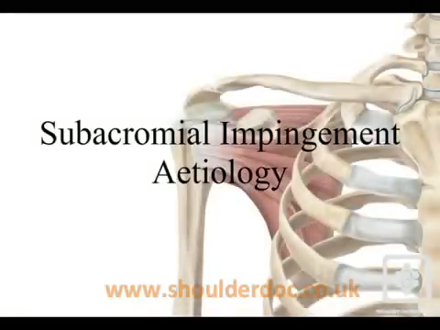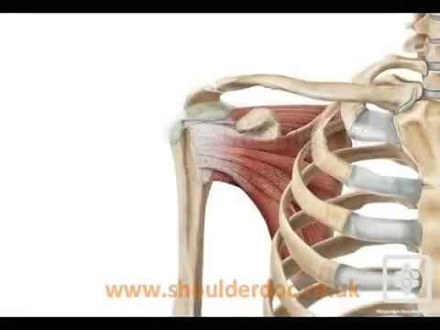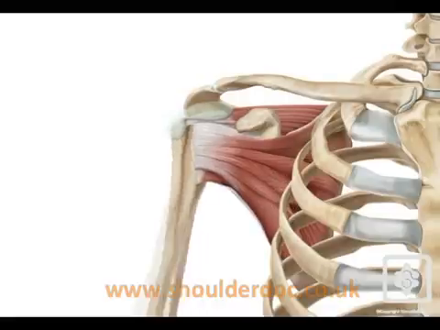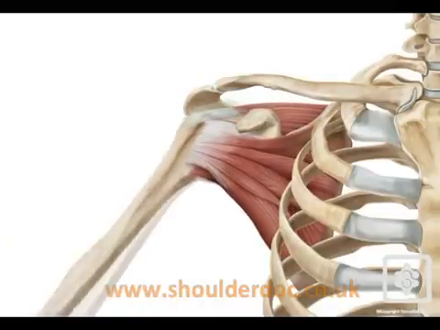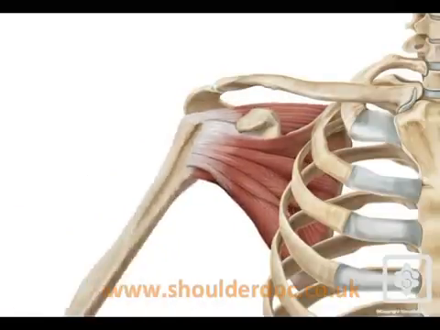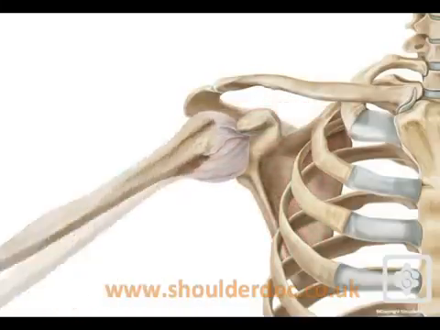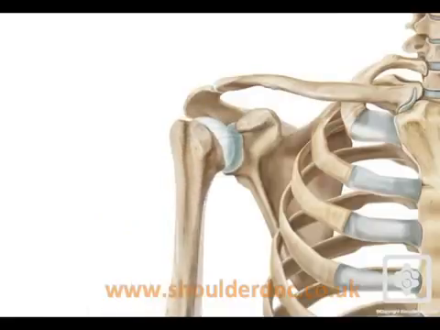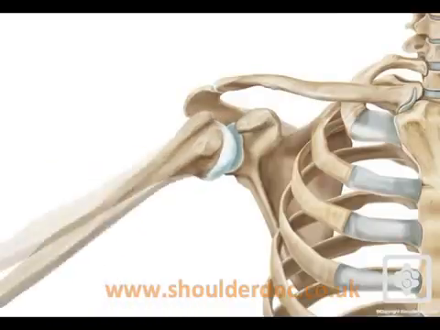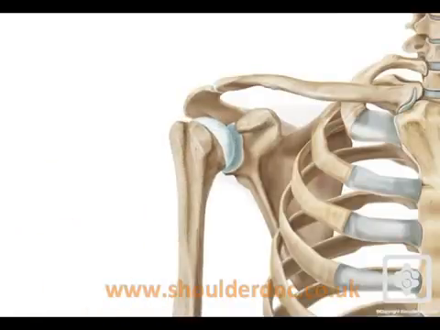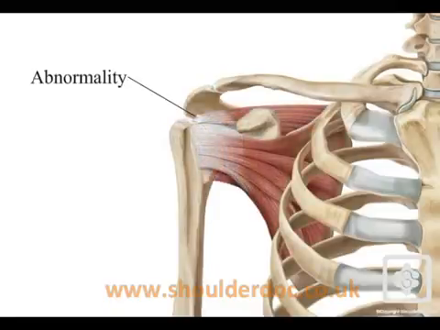Subacromial impingement etiology. The rotator cuff works as a depressor and centralizer of the humeral head in the glenohumeral joint. As the arm is abducted and elevated, the rotator cuff depresses the humeral head, allowing it to glide easily underneath the acromion.